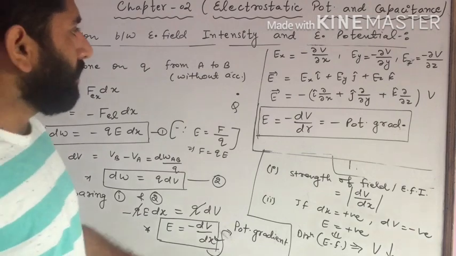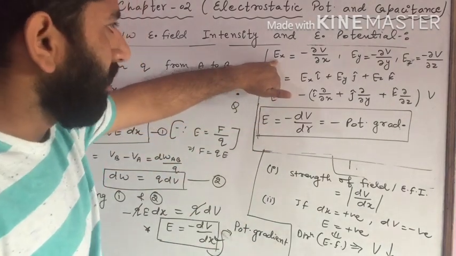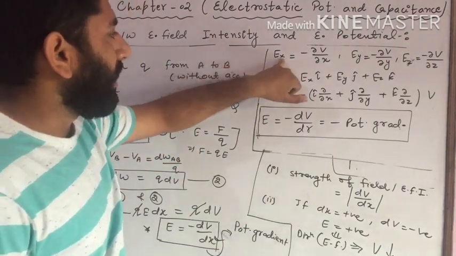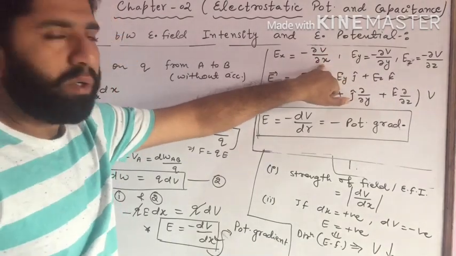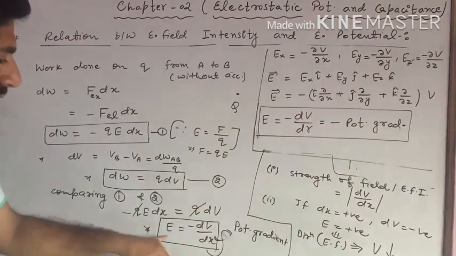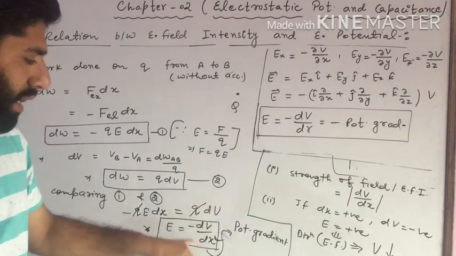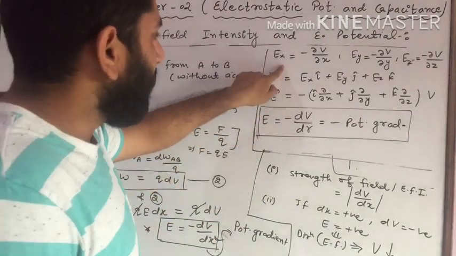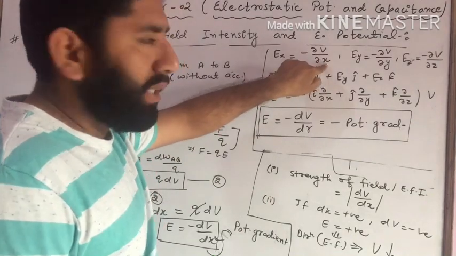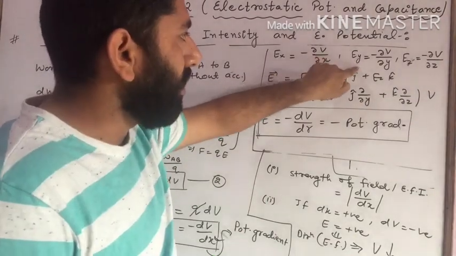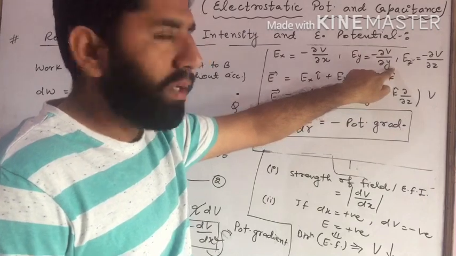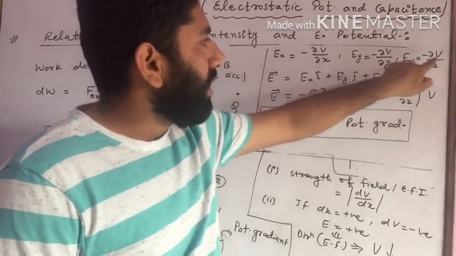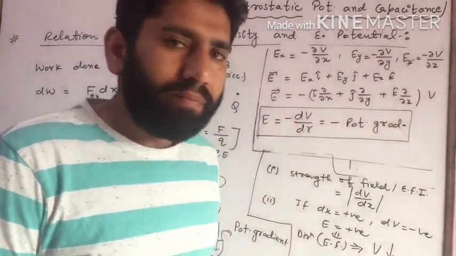In component form, if you have to find the x component of electric field, then you will differentiate the potential function with respect to x only. Electric field is nothing but the derivative of the potential function. So for the x component, differentiate with respect to x. For the y component, differentiate with respect to y, and for the z component, differentiate with respect to z.